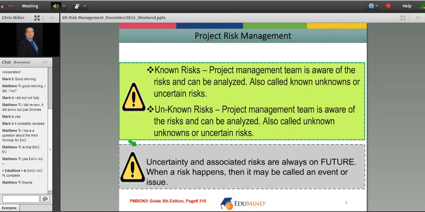All right, so we have a couple of types of risks. We have known risks, which the project management team is aware of and can be analyzed. Unknown risks, also called unknowns or uncertain risks, are ones the team is not aware of. Uncertainty and associated risks are always in the future. When a risk happens, then it may be called an event or an issue. It's no longer a risk as it actually has occurred.